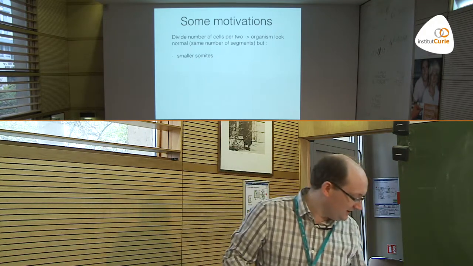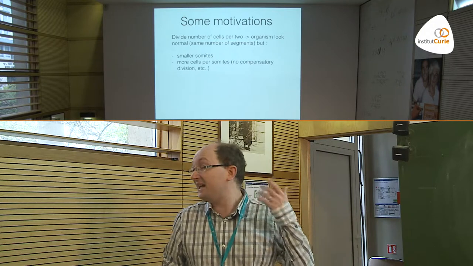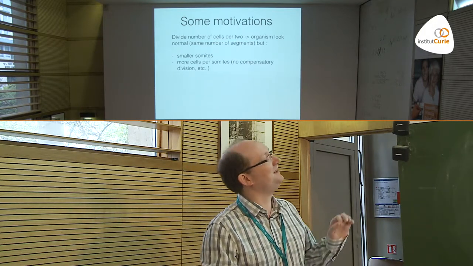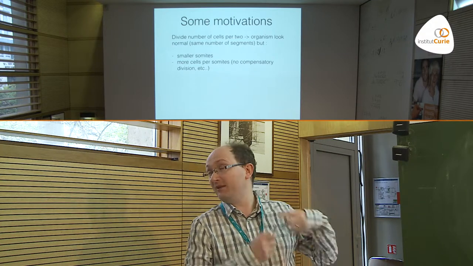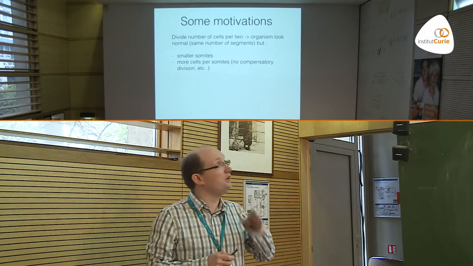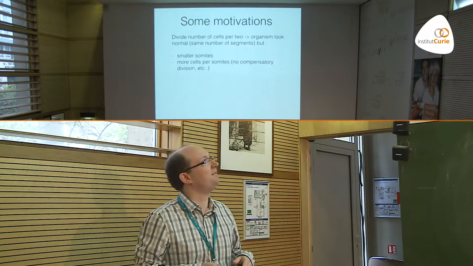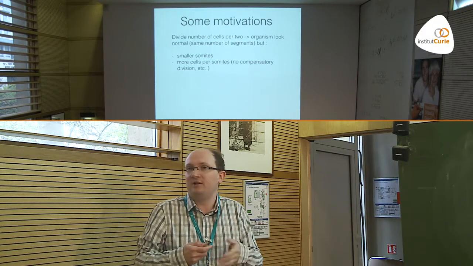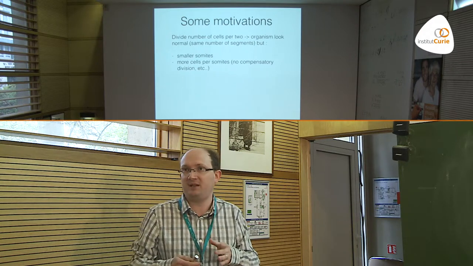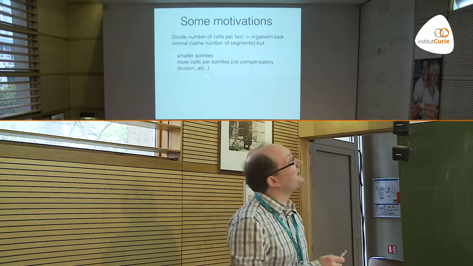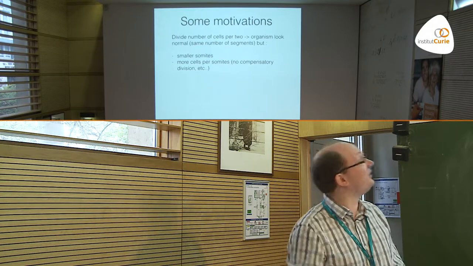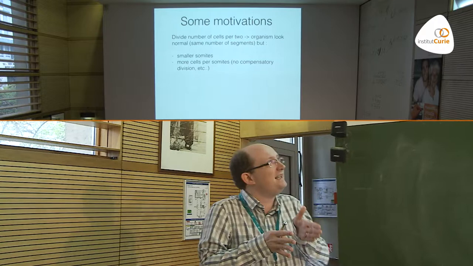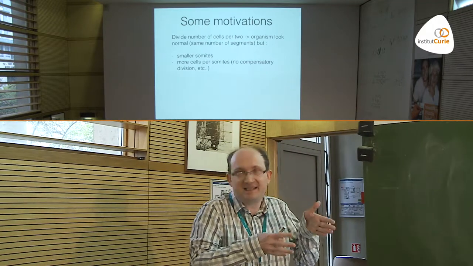And that is not at all what happens. Cells have the exact same size, but it's less cells per somite. Sorry, it's more cells per somite in a normal embryo, but in a smaller embryo, you have less cells per somite. So there is no compensatory division, nothing that would basically fix the number of cells per somite. That's not what happens. And this is very striking, because if you think about it, you have a smaller embryo, and if you look at one segment, you have less cells per segment.